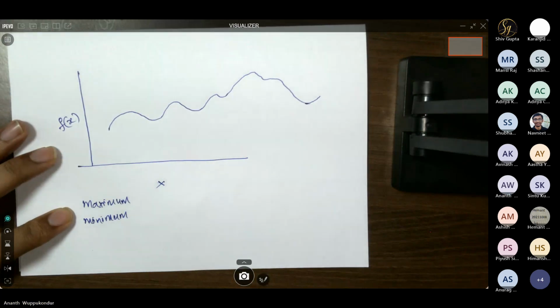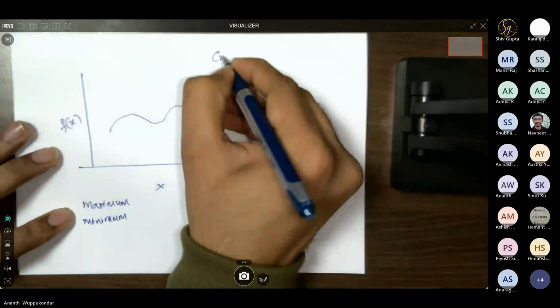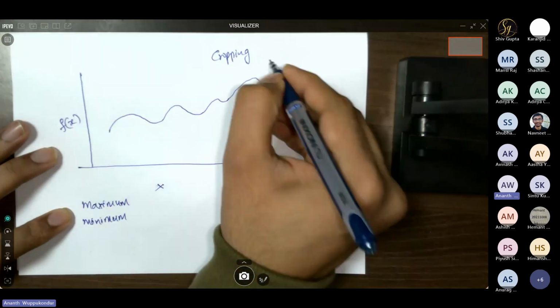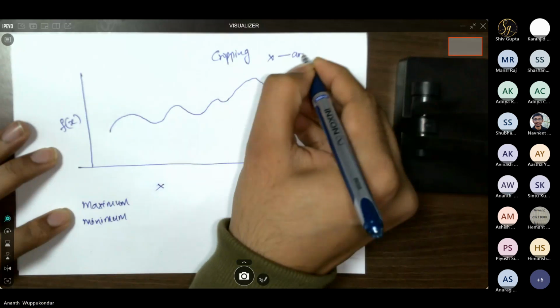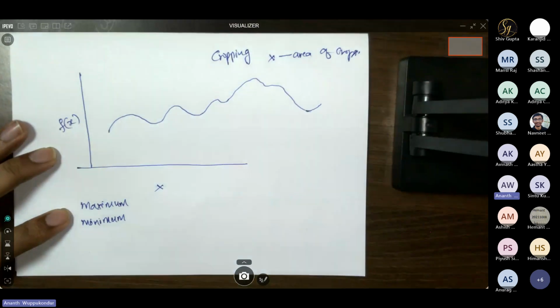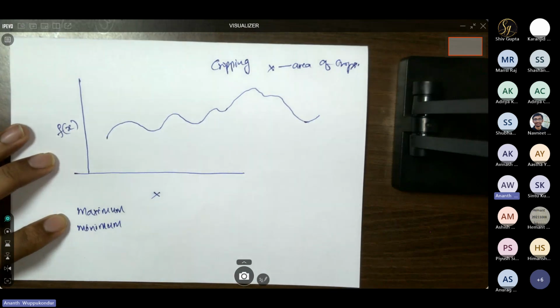And here, when we are talking about cropping, our x would be the area of crops and our f of x would be the benefit that we get. So the benefit would be maximum at some combination of the areas, and the benefit would be minimum for some other combination of the areas.